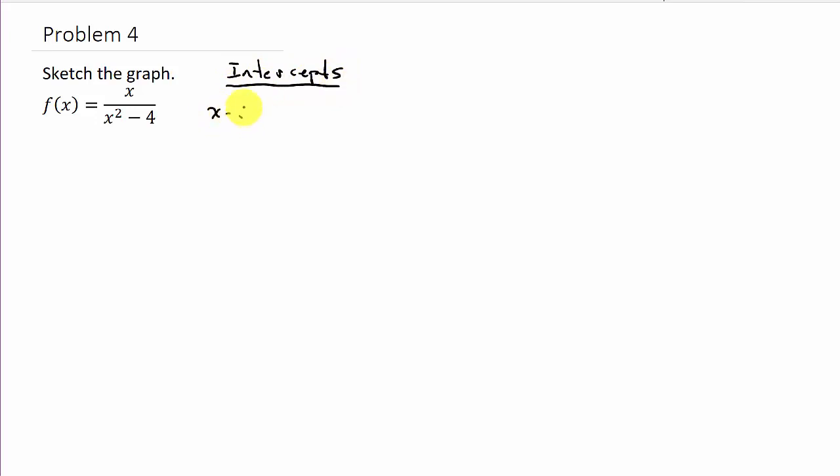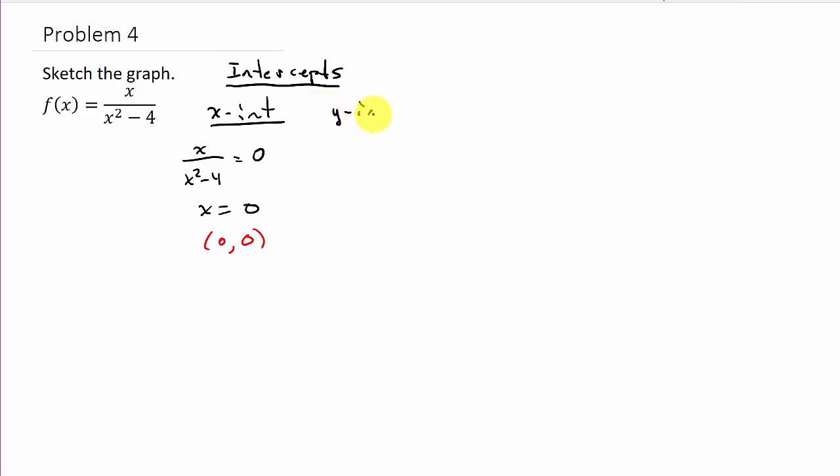First let's find the x-intercepts. Remember, to find the x-intercepts, we're going to set the function equal to 0 and solve for x. The only time a fraction is 0 is when the numerator's 0. So we'll take the numerator and set it equal to 0, and we just get x equals 0. There's nothing to solve there. So our x-intercept is the point 0, 0. Now, all the information that I need to use to graph this, I'm going to write in red. What I would suggest you do is put a star beside the information that you're going to use.